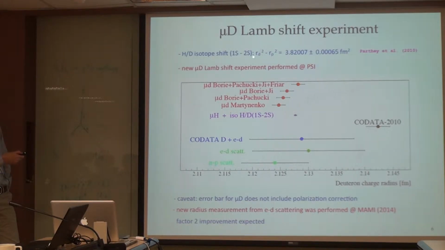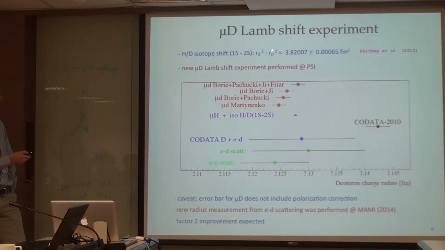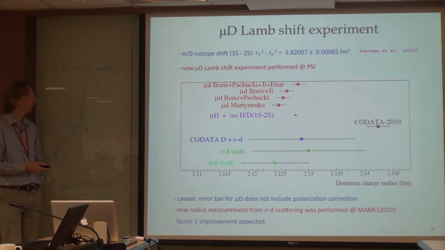And now, of course, to get the deuteron out, you need to know the proton. Depending on which value you put in for the proton, you get two different values. So if you plug in the value from muonic hydrogen with this number for the isotope shift, you get this number. If you plug in the electron scattering value, you get a bigger error and you're sitting here. So this difference is nothing else than the input from the proton radius.